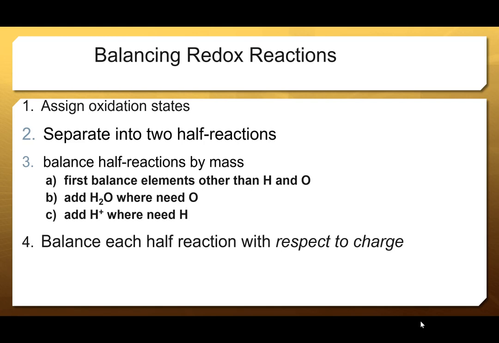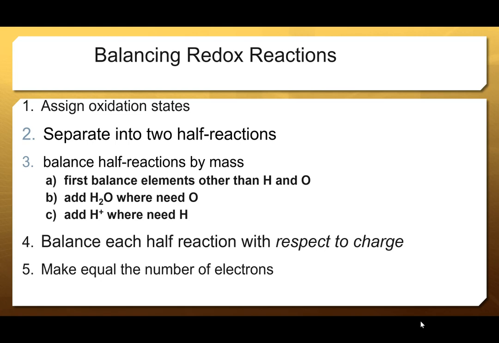Fourth, we're going to balance each of the half reactions with respect to charge. So here's where we're going to make sure that one reaction is gaining electrons and the other reaction is losing electrons. Specifically, we want to look at the number of electrons that are being lost or the number of electrons that are being gained, because the very next step is to make sure that an equal number of electrons are transferred. So I have to know that 2 electrons are lost in the oxidation and 3 electrons are gained in the reduction.